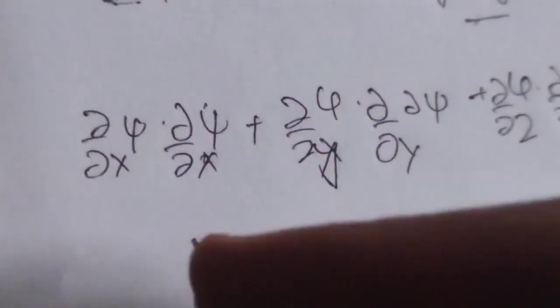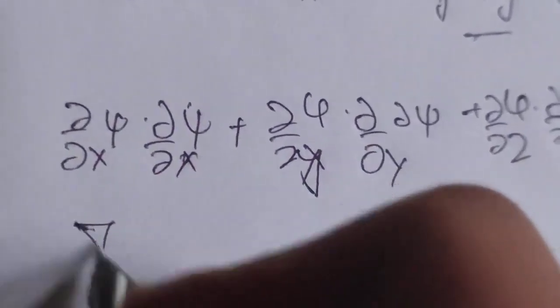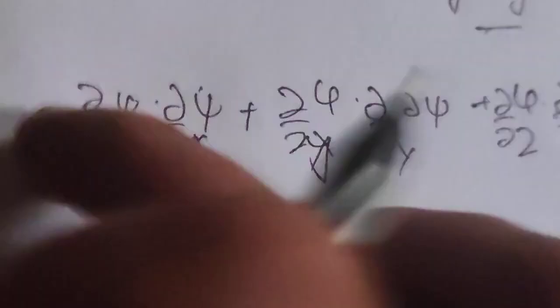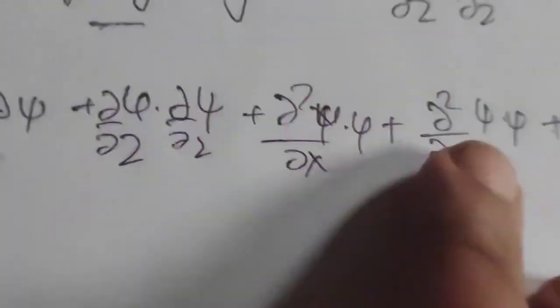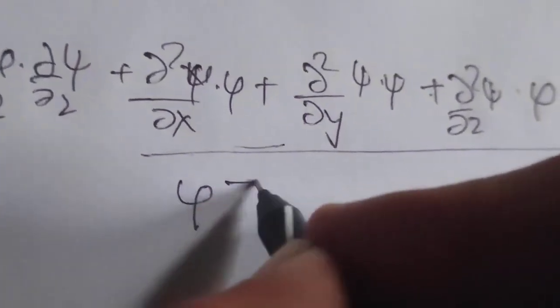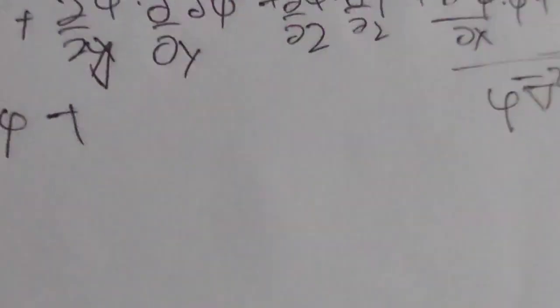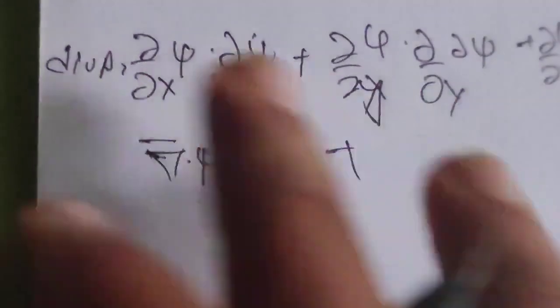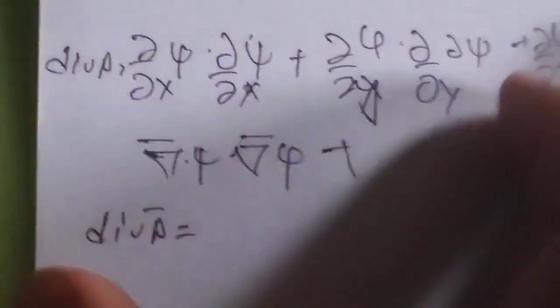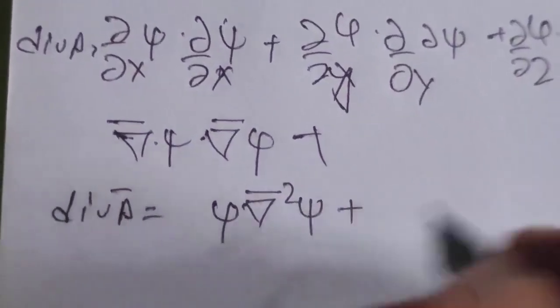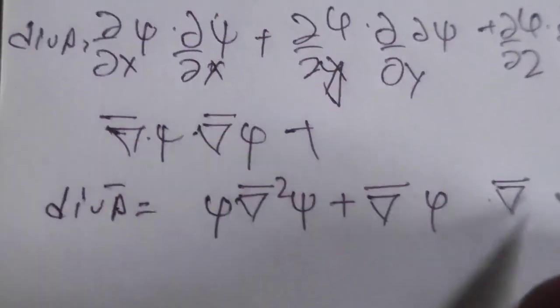So overall the whole part becomes phi into the Laplacian of psi, plus the gradient of phi dot the gradient of psi. Okay, so this is the value of the divergence of A. So let's put all of this in equation 1: phi Laplacian psi plus gradient phi dot gradient psi.